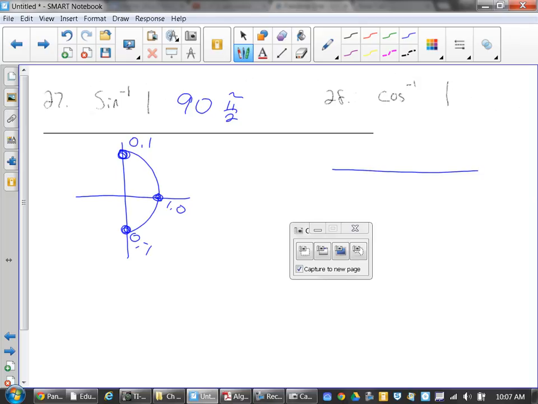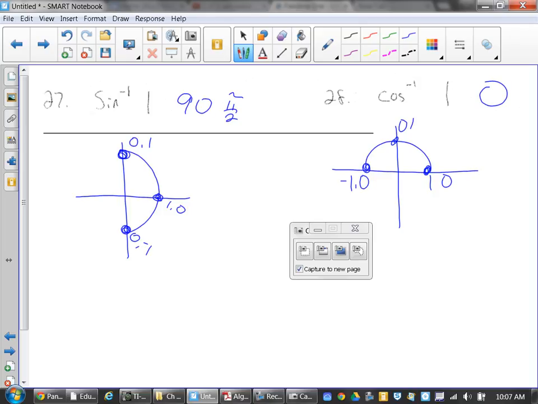Cosine of 1. Cosine goes between 0 and 180. It crosses the 90. So we have 1, 0, 0, 1, negative 1, 0. Which one of those is cosine 1? 0. That's what it means to work through the quadrantals.